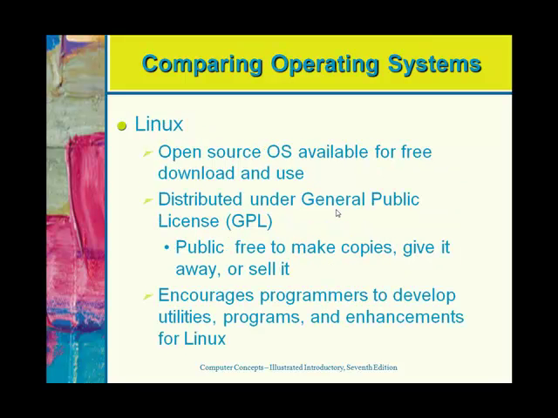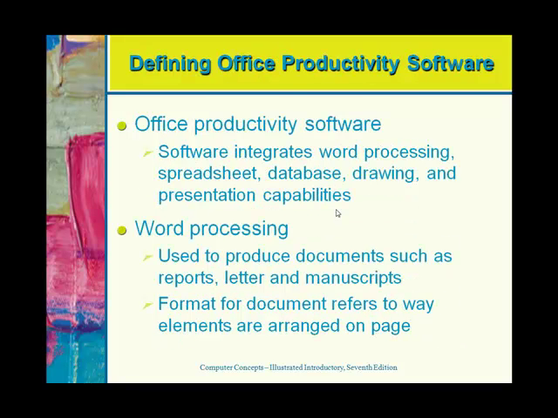Linux, we talked about it a second ago, is also a strange animal because the source or the actual code is also given for free. Unlike Windows, where Microsoft keeps the actual programming secret, with Linux the code is given there, so it's easily manipulated for specific purposes. And this is handled under a general public license. The public is free to make copies, give it away, sell it, whatever they want to. And what this does is encourage programmers to help develop different parts of the operating system and keep it up to date and enhance it.